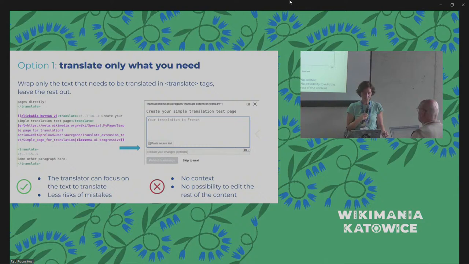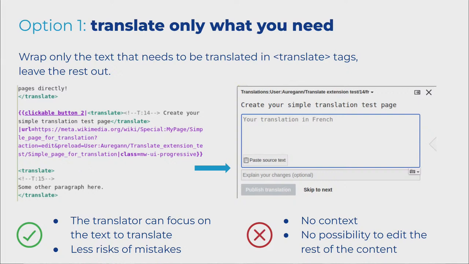The positive aspect of this is that the translator can focus only on the text to translate, nothing else, no weird characters that they would need to retype or copy-paste or anything. So also less risk of mistakes. However, there are a few downsides. For example, the translator doesn't have a lot of context here. If they don't look at the main untranslated page, they don't know that it's a button. And in some languages, it may matter to know exactly where this text is going to appear. The translator is not able to edit, I don't know, the URL or other parameters of the template in our case that they may want to. This is all invisible to them. They only have the label of the button.